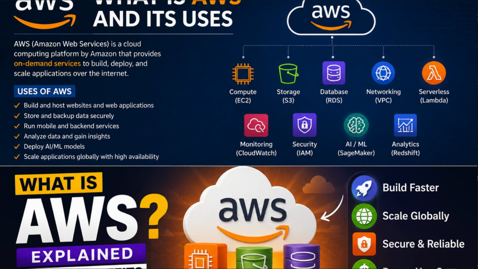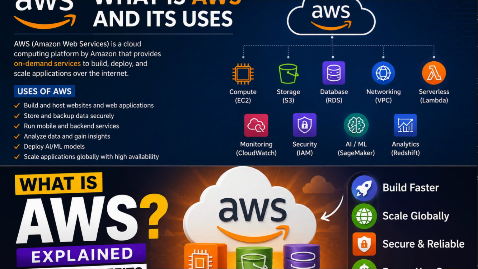For example, when you open Instagram, Netflix, or Amazon, their apps need server, storage, database, and security to work properly. And AWS provides these cloud services so companies can run their applications smoothly without managing physical computers themselves.